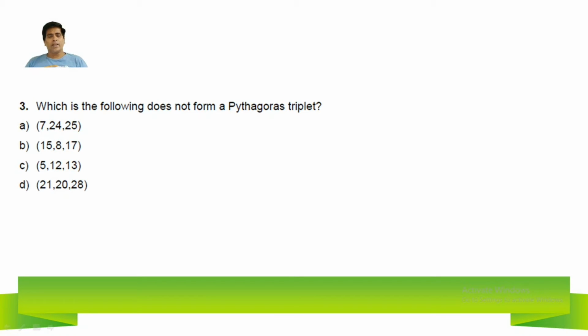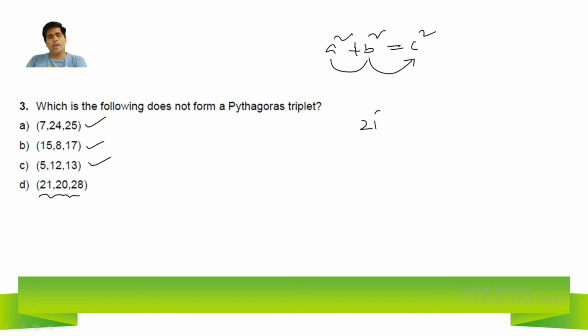Which of the following does not form a Pythagoras triplet? Already you know what a Pythagoras triplet is. The first number square plus the second number square is equal to the third number square. A square plus B square is equal to C square. Each and every triplet will obey this. And I will check D now.